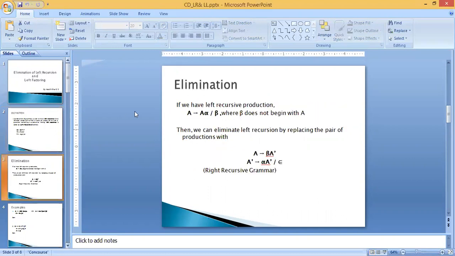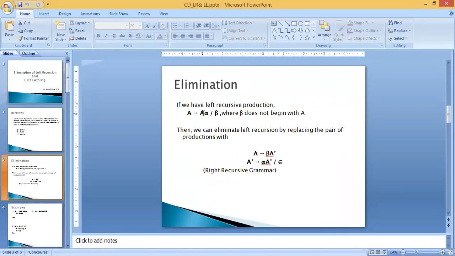So this is the syntax for left recursion: A repeating here. That is, if the leftmost variable of the right hand side, which is A, is the same as the left hand side, which is A, this is called left recursion. If you have a rule of this kind, you have to eliminate it because left recursive grammars cannot be fed to top-down parsers. So this is how we eliminate it.